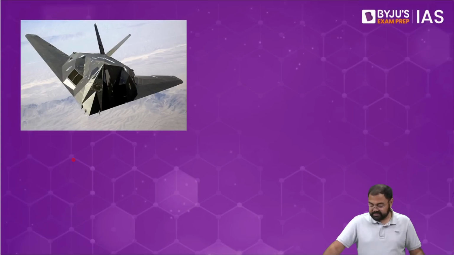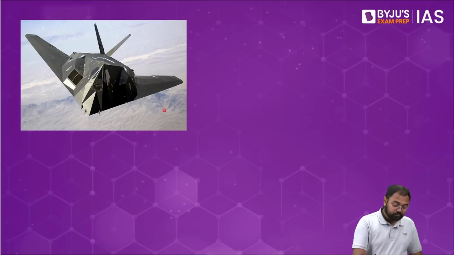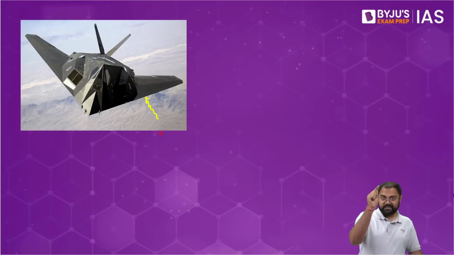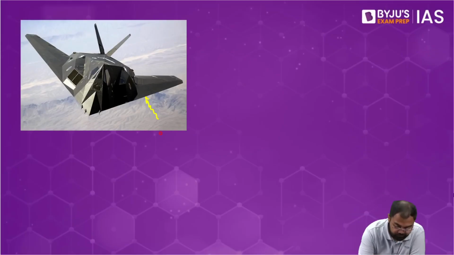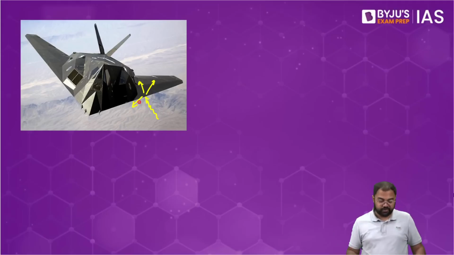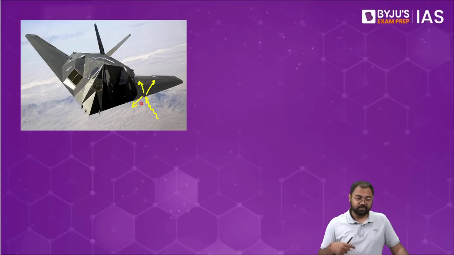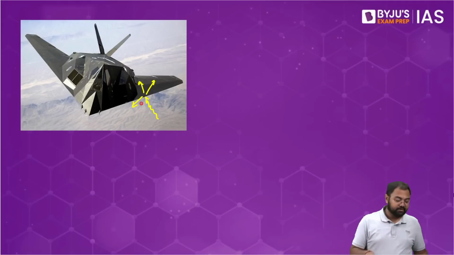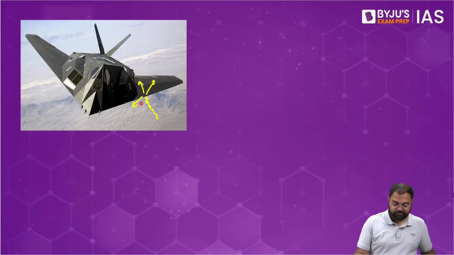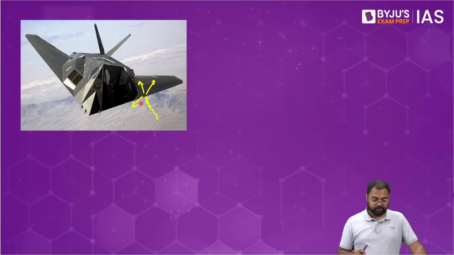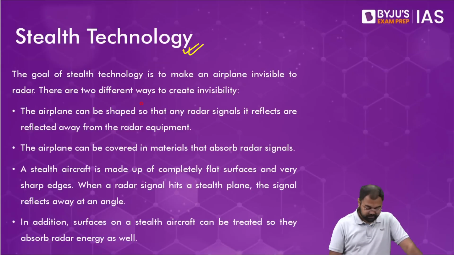So that's why we see that all these things become very, very crucial. When the waves go and hit their surface, they will be reflected in various different directions, instead of just coming back and being received by the receiver. So that is where we'll see that this will be a different kind of aircraft which will be able to do all this.